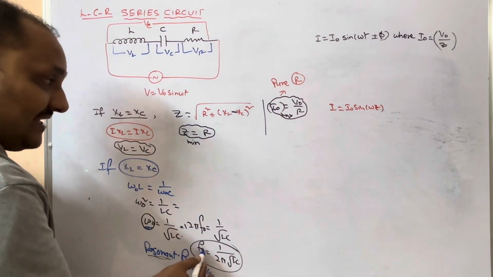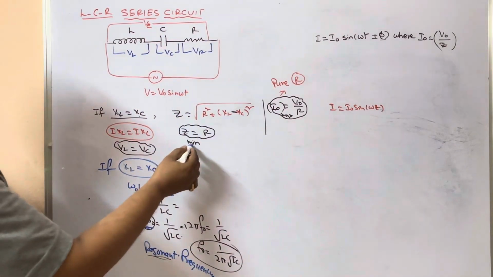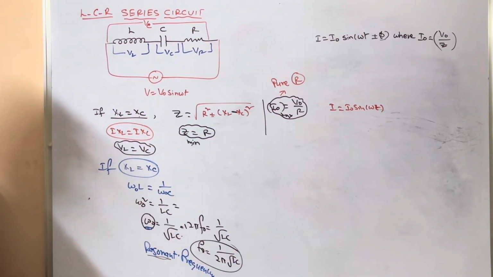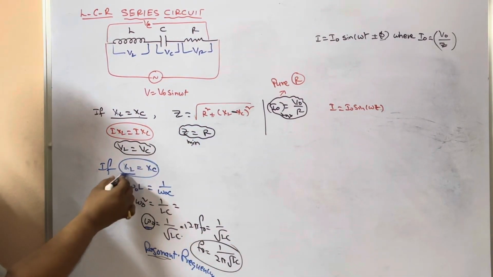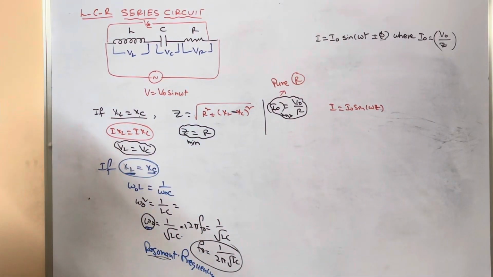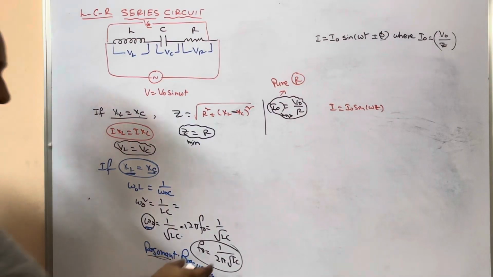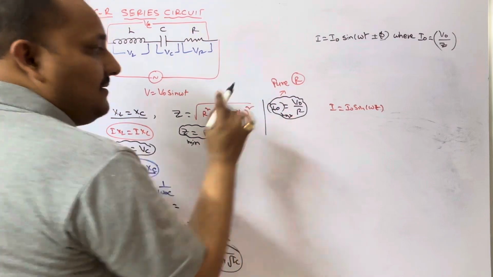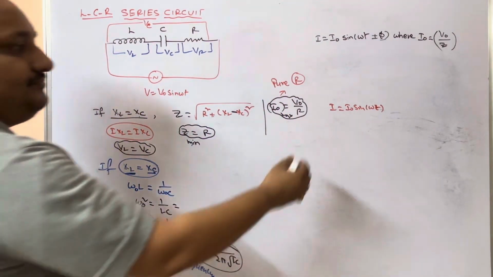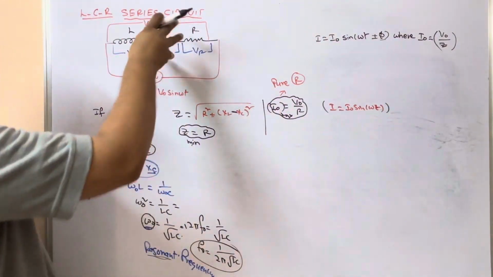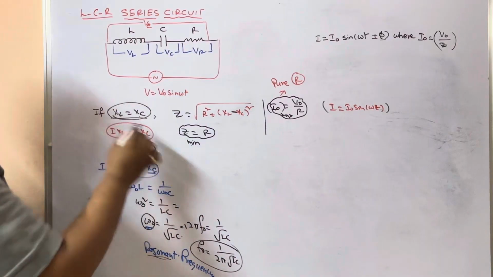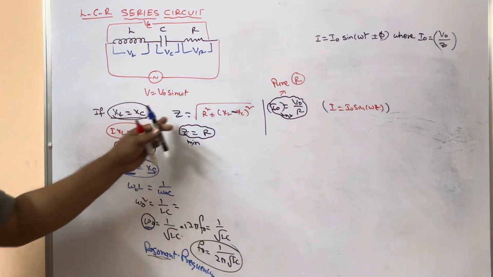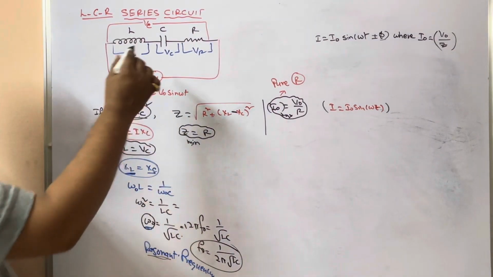So at resonance frequency, again, impedance is minimum and current is going to be maximum. When resonance occurs, it means XL equals XC. So this is the formula for resonant frequency, and this is the equation for maximum current, and this is the equation for how current changes under this condition.